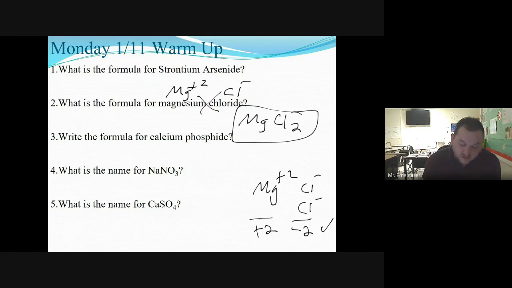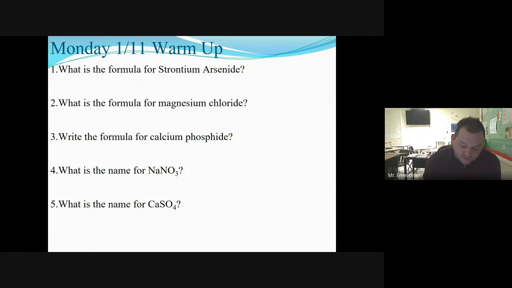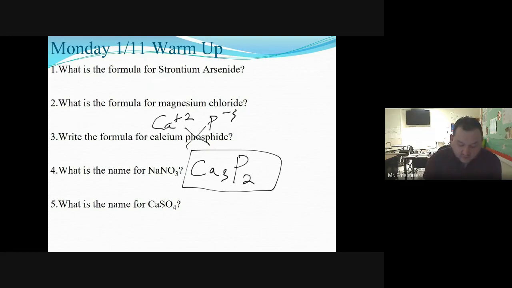All right. Number 3, calcium phosphide. Calcium is Ca with the +2. Phosphorus is a -3. Let's cross those charges. Ca3P2. And that'll be our formula. Remember that the 2 from the calcium comes down and goes to the phosphorus. The numbers are switching places. And then the 3 here will come down and go to that calcium. So Ca3P2. Calcium phosphide. All right, next one.